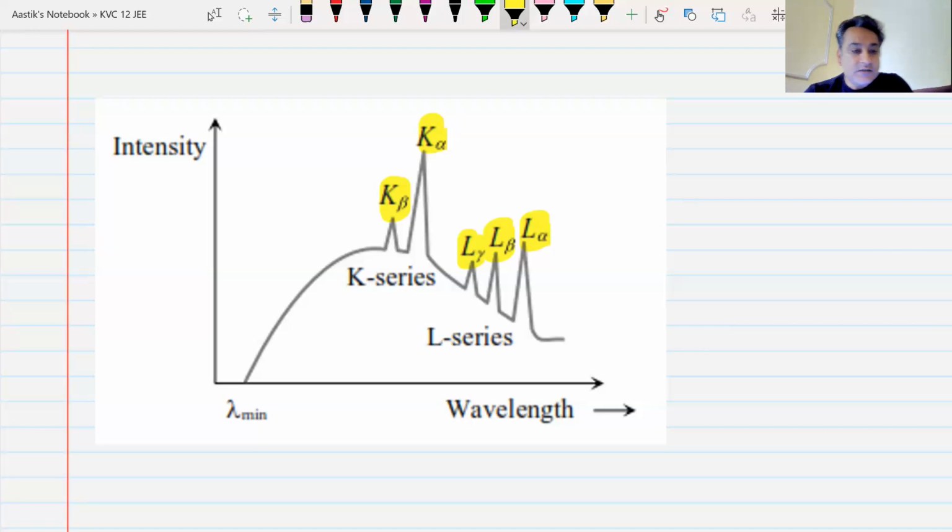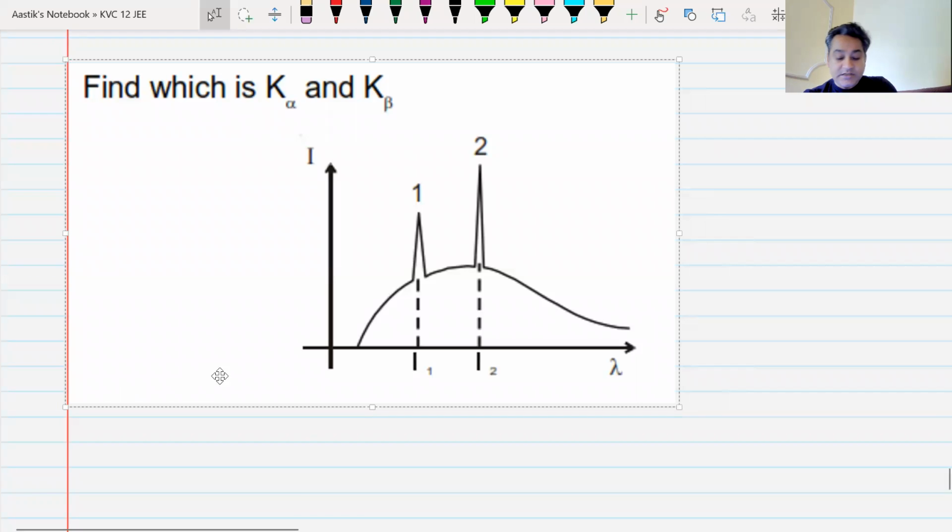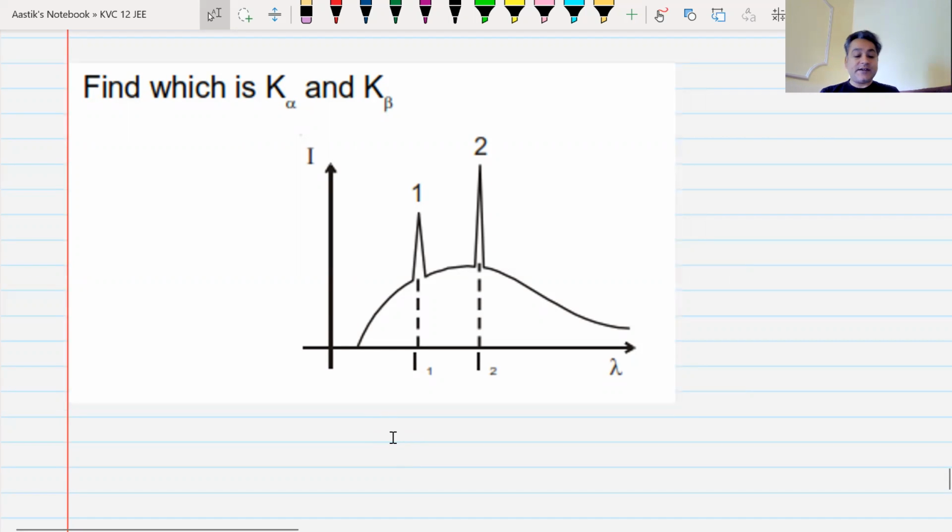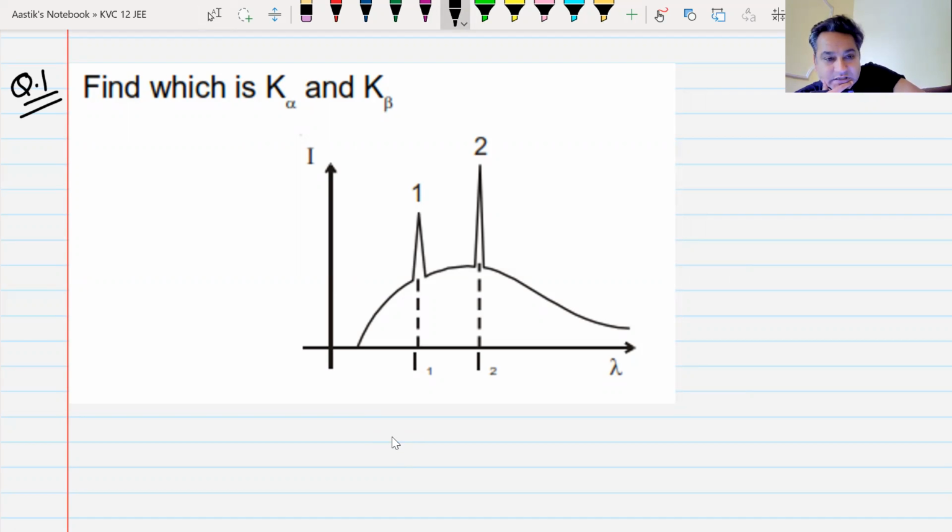When I say JEE, it means JEE Main as well as JEE Advanced. Find which is K alpha, which is K beta. First is K beta, sir. Second is K alpha. Well done. Do we understand how questions are framed? Yes, sir. Just understand simple things. Life is going to get simpler.